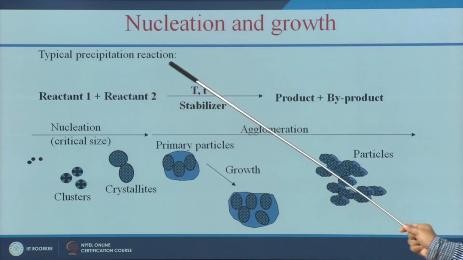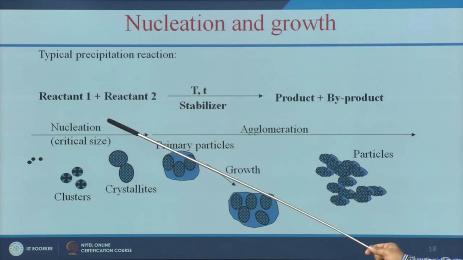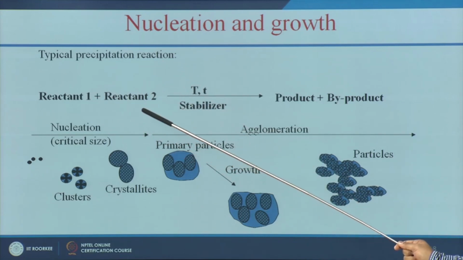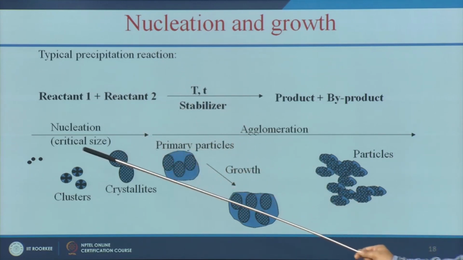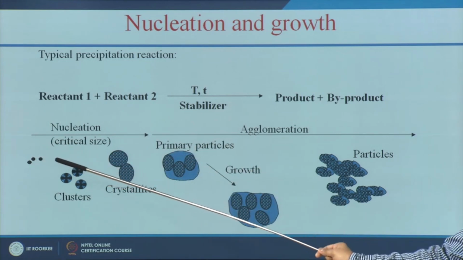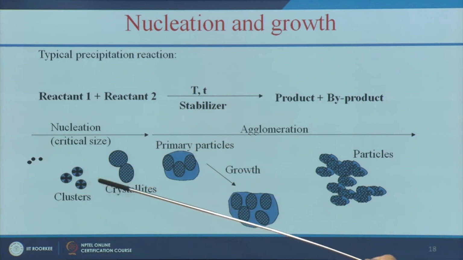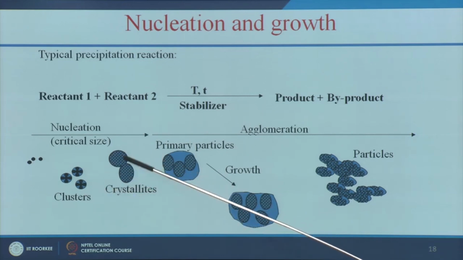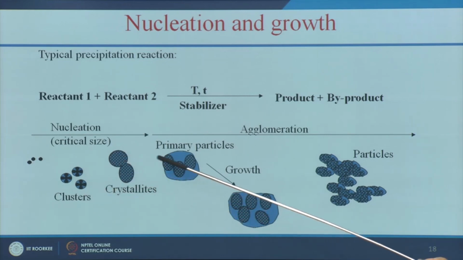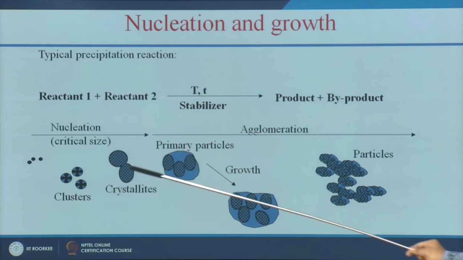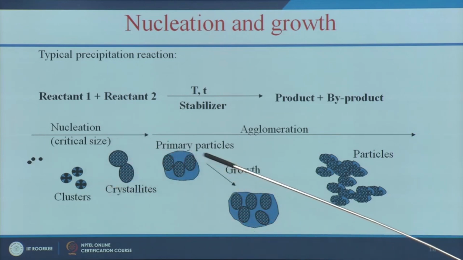So, this is the typical precipitation reaction. So, here we are going to use a metal salt and reducing agent. So, this reducing agent is going to reduce your metal salt into metal atoms. These metal atoms combine and form the clusters. These clusters combine and form the crystallite. So, this crystallite will combine and form the primary particles. This is the nucleation step and this is the growth step.